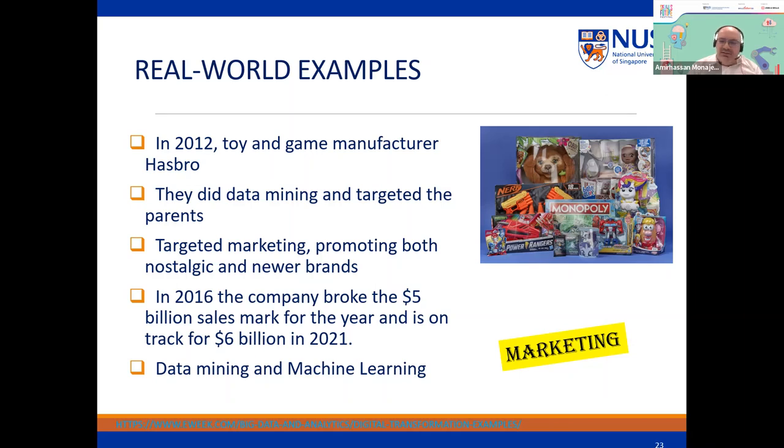Data mining and machine learning showed in the case of Hasbro that they are effective. After data analytics, they found some facts and used them to change their marketing and advertisement strategy, and they were successful with that.